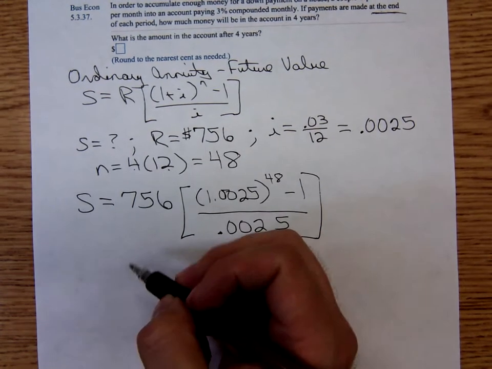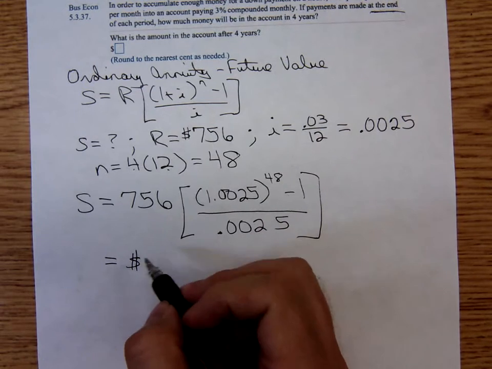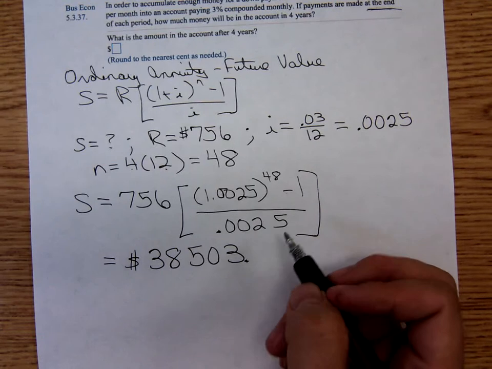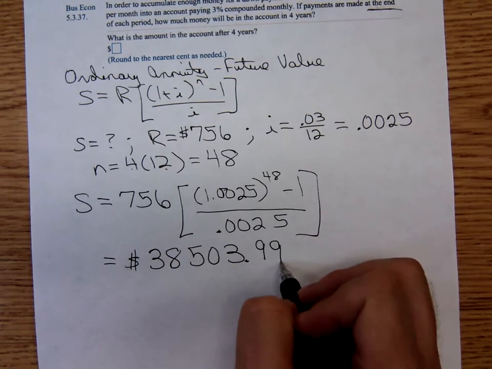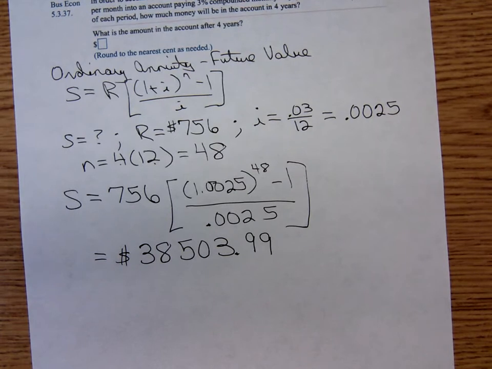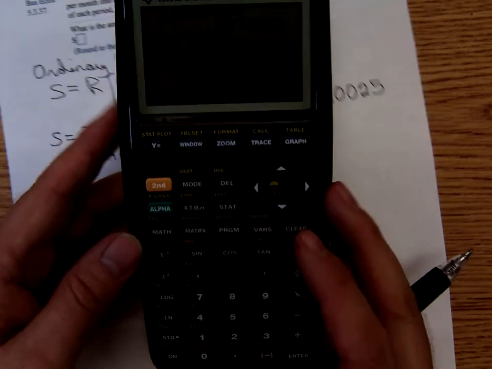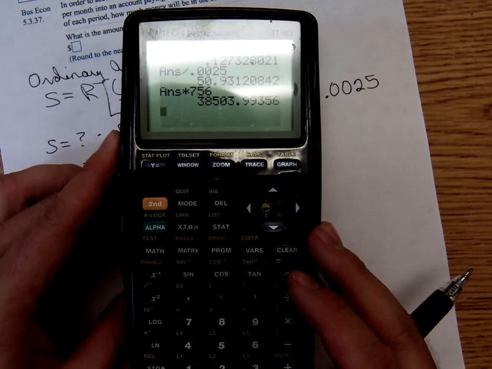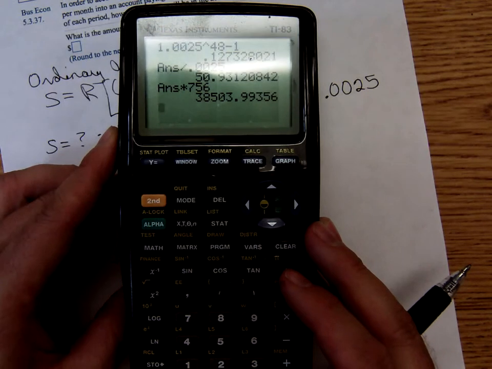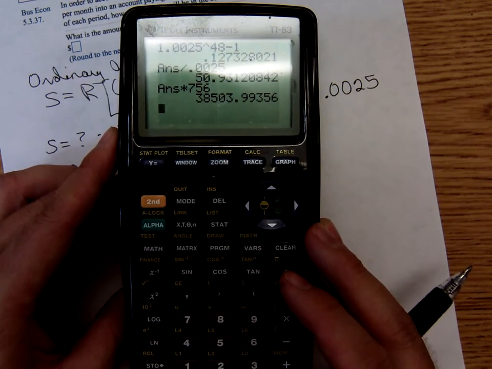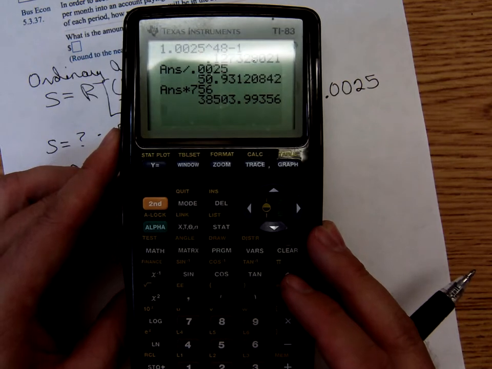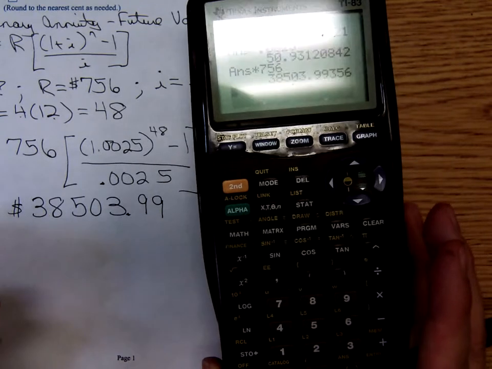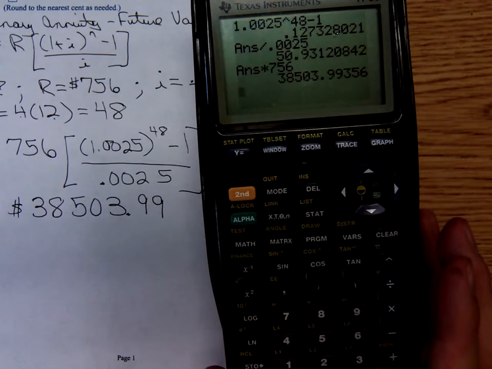That couple should have saved up $38,503, and they want it rounded to the nearest cent, so 99 cents, over the 4-year time period. Once again, it's hard to see that display. I entered in the numerator of the fraction, hit equals, then divided it by the denominator, 0.0025, and then I multiplied by the 756.